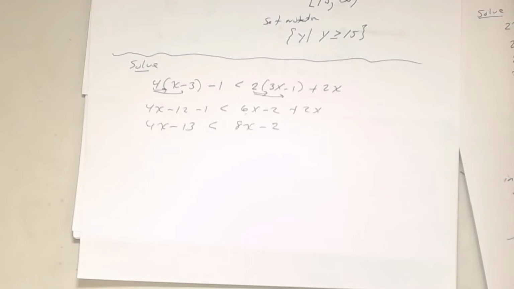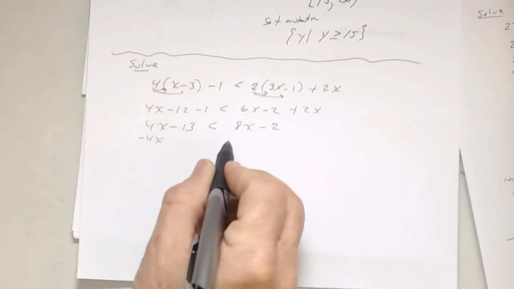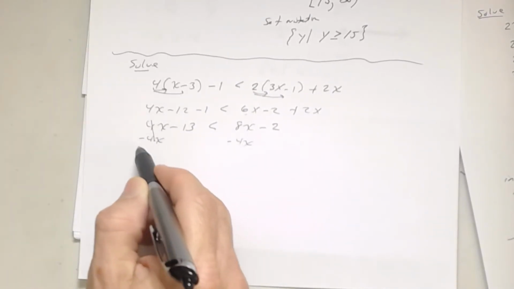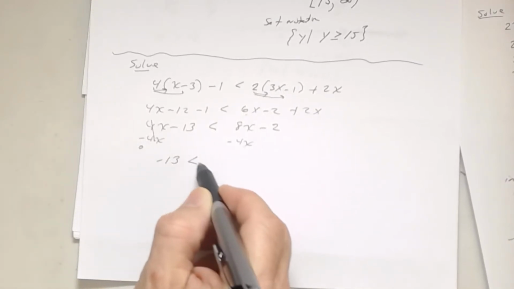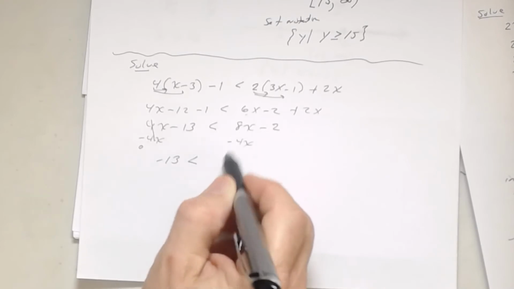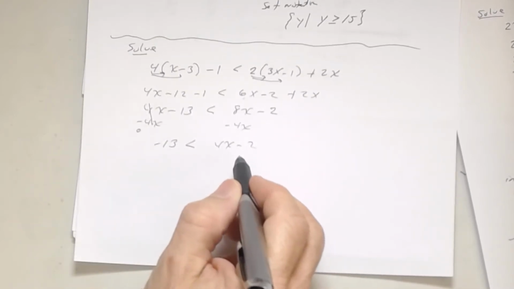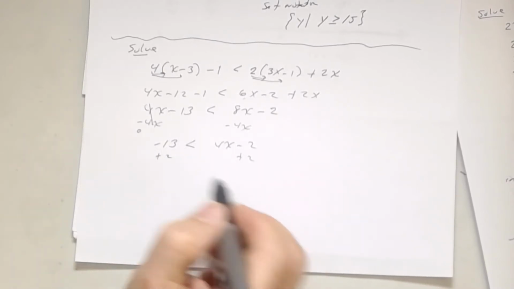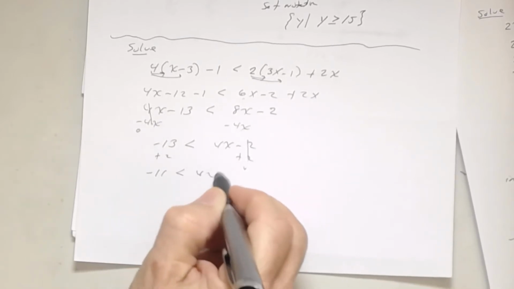If you bring it to the right, you're going to subtract 4x, right? And then when you combine like terms, 4x minus 4x is 0. 0 minus 13 is a negative 13. It's less than 4x minus 2. Then what's the next step? Add 2. Negative 11 is less than 4x. Next step.